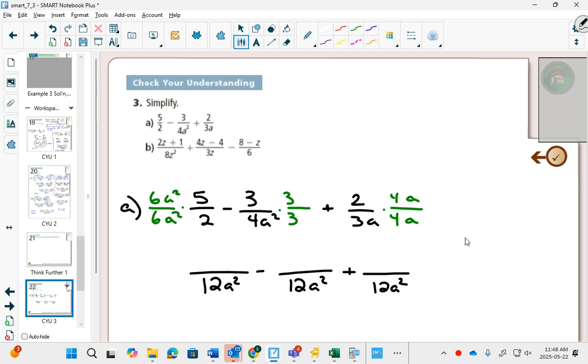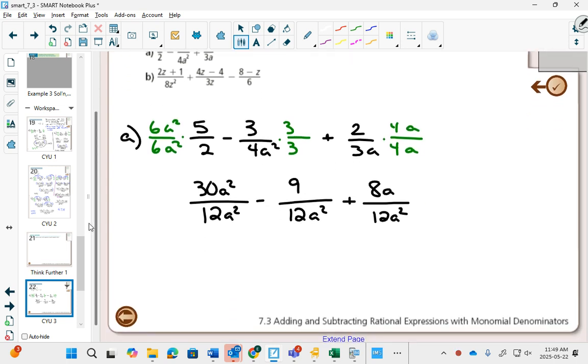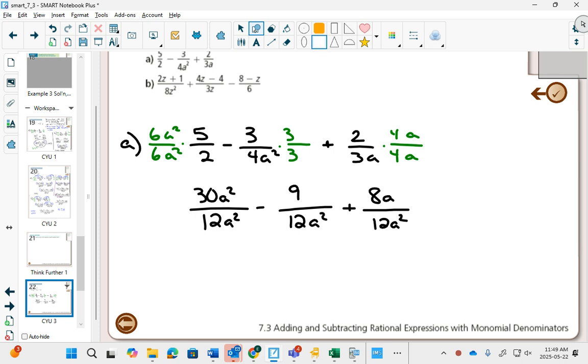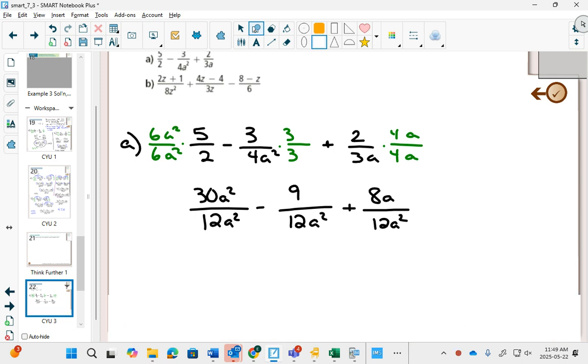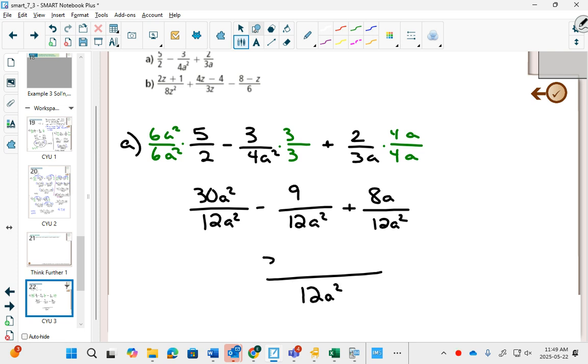Now I can multiply the tops, I'm going to get a 30a squared, 9 here, and an 8a there. So now that I have a common denominator with all of them, it's going to be over 12a squared, and none of the top are like terms. Now you could write it like this, or if you look at the bottom where the answer is, and they of course also wrote the non-permissible value.